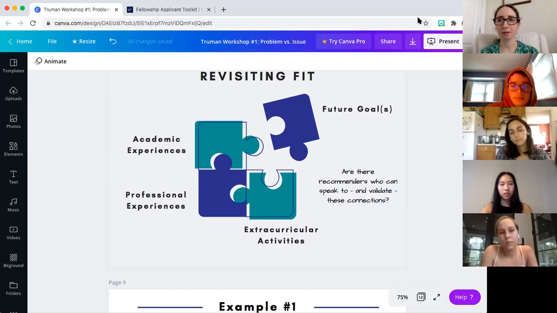Let's see here. Okay. Do the policy proposal and the issue have to be exactly related? Yes. They need to be related.